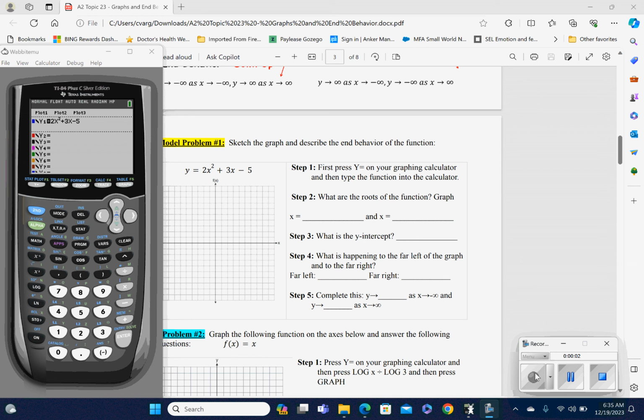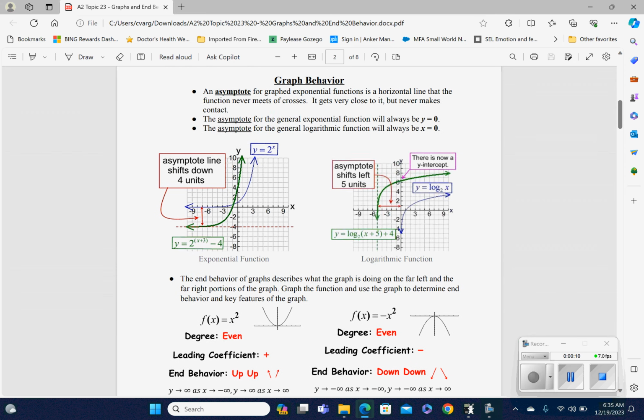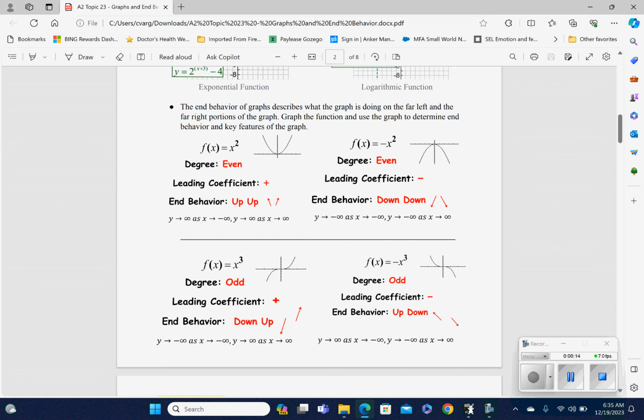So welcome to the penultimate lesson on Unit 3, which is graphs and end behavior. A lot of this stuff we talked about before, asymptotes. We talked about what an even graph looks like, right? The end behavior is both going to be facing either up or down, in the same direction. If the leading coefficient is positive, it's going to be facing up. And if the leading coefficient is negative, it's going to be facing down.